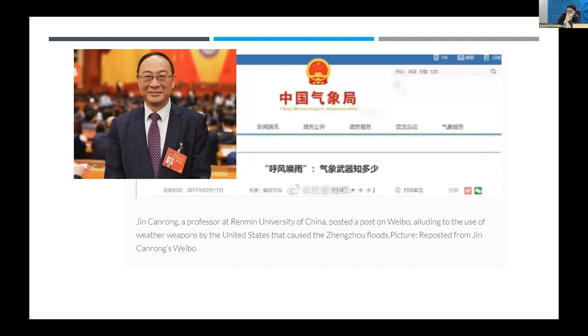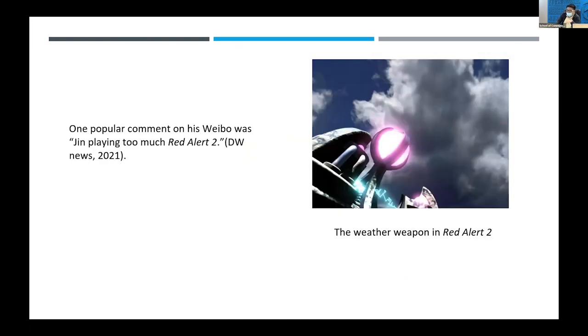And in the Chinese context, during the 2021 Zhengzhou flood, the Chinese political scholar called Jin Canrong claimed that the US had used a Western weapon against China to cause that disaster. Of course, his claim was widely criticized by the Chinese people. And one of the famous comments on his Weibo is, Jin played too much Red Alert 2. And if you still remember, this weather weapon was used in Red Alert 2 that Yuri introduced to us.